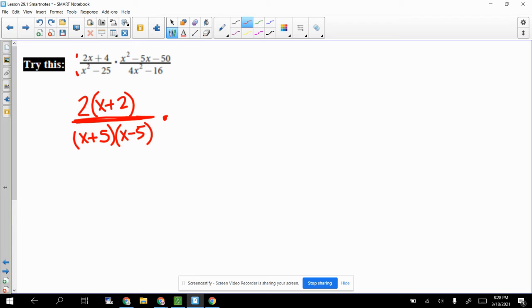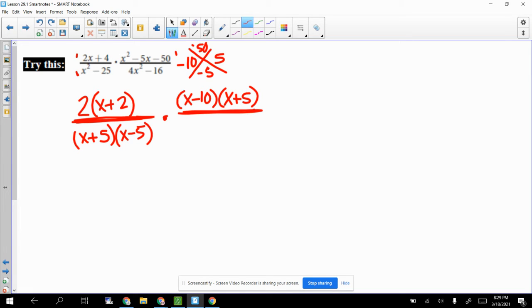Then remember, we're multiplying. And now if we look up here, we need to do the big X. What two numbers multiply to negative 50 that add to negative 5? So you should be looking at negative 10 and a positive 5, right? Negative 10 times 5 is negative 50, and then negative 10 plus 5 is negative 5. So let's write those here. So we have x minus 10 and x plus 5.